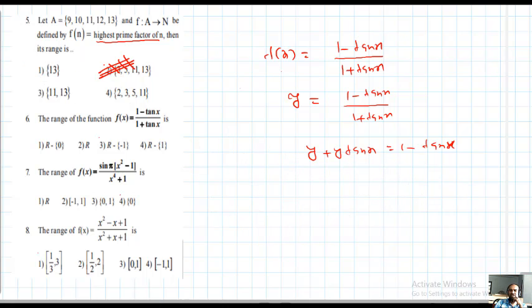Tan x is taken common, y plus 1 equal to 1 minus y. Now tan x equal to (1 minus y) by (1 plus y). Tan x means what? Its output is real numbers only, no? So this should be a real number. This happens for real numbers except y equal to minus 1. That's why the range equals all real numbers except minus 1.